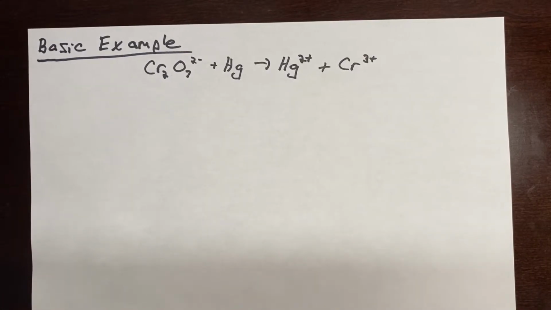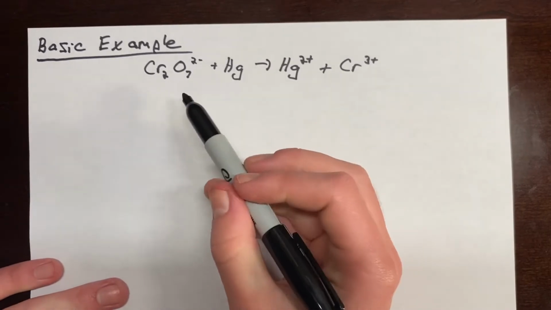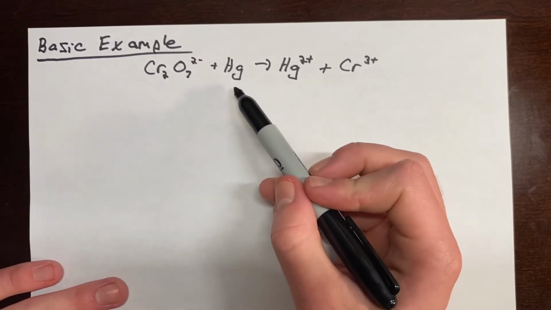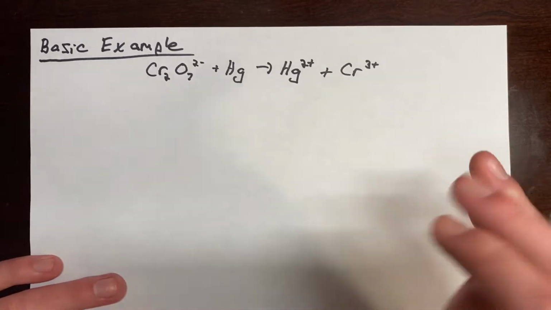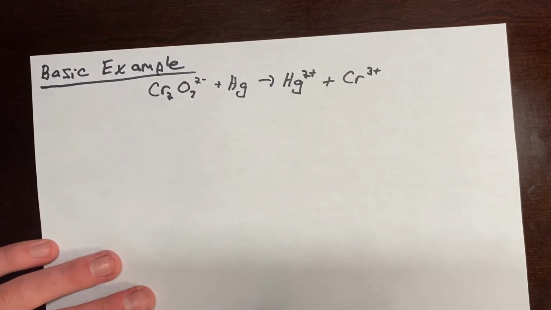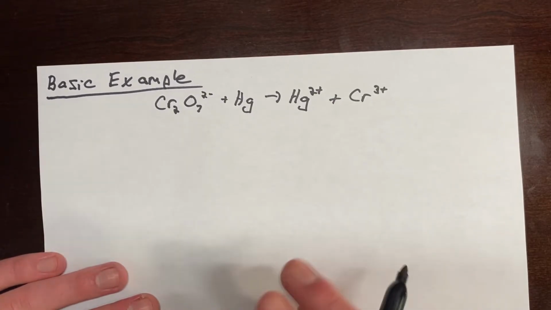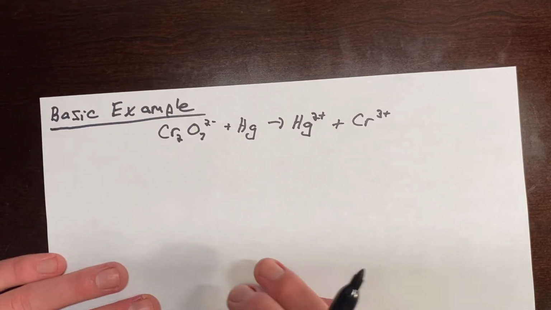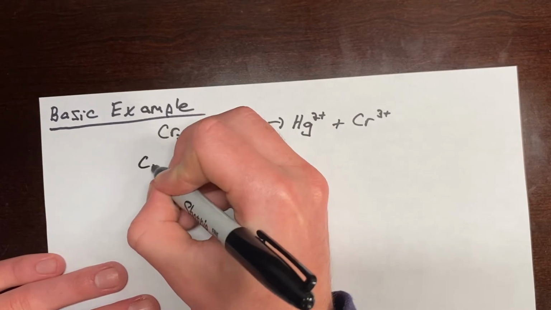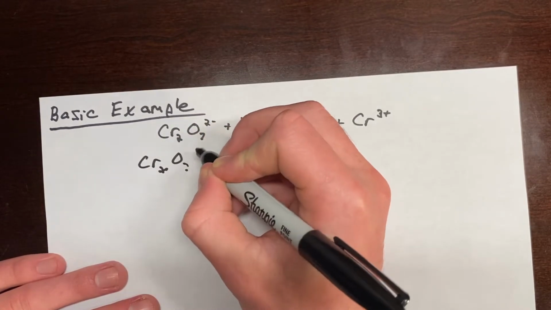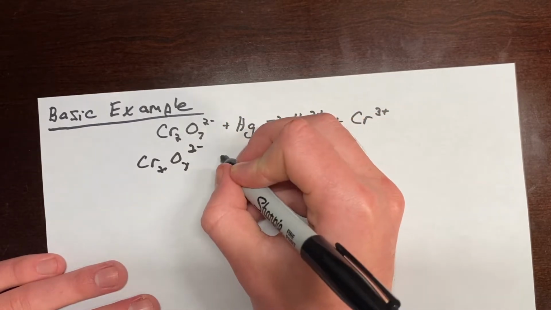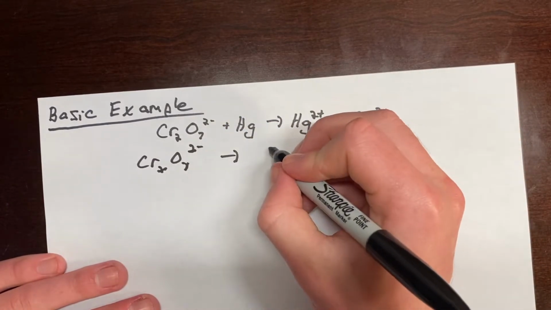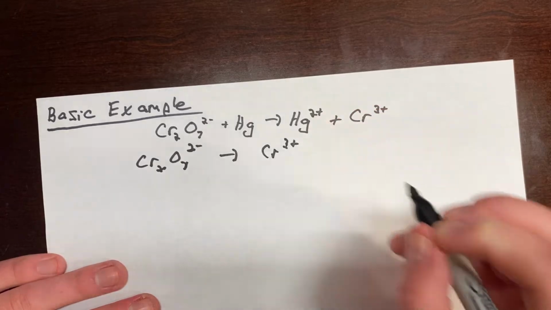Okay, now our basic example is going to be dichromate, once again, plus mercury is equal to the mercury ion and chromium. So let's get started. It's not going to be too different. We're going to start with all the exact same steps that we did before. We're going to split it into 2 half equations. So dichromate is equal to chromium 3 plus.